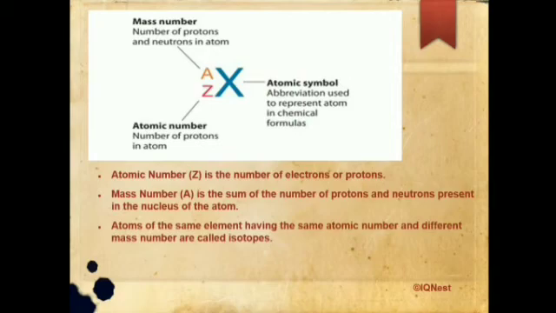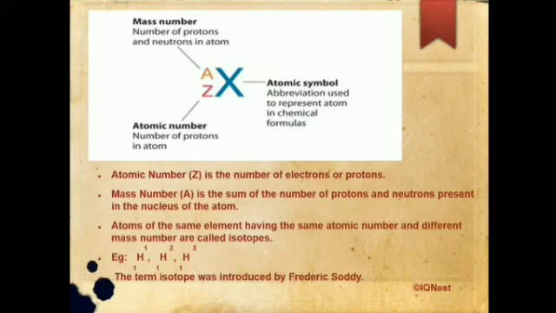So we studied the atomic symbolization and how we symbolize mass number and atomic number. If atoms of the same element have the same atomic number and different mass number, these are called isotopes. For example, 1H1, 1H2, 1H3. These are atoms of the same element, hydrogen, which have the same atomic number but different mass number. So 1H1 is protium, 1H2 is deuterium, and 1H3 is tritium. These are isotopes of hydrogen.